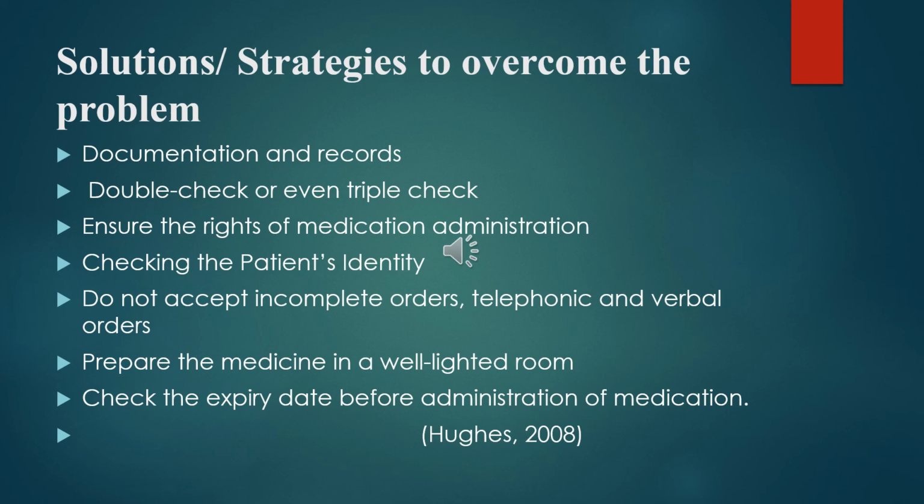So the next one is checking the patient identity. It's very important to check the identity of the patient. And next, do not accept incomplete orders, telephonic or verbal orders, to avoid medication errors. Next one is to prepare the medication in a well-lighted room. It's very important. And then always check the expiry date before administration of medication. So these are the solutions and strategies to overcome medication errors.